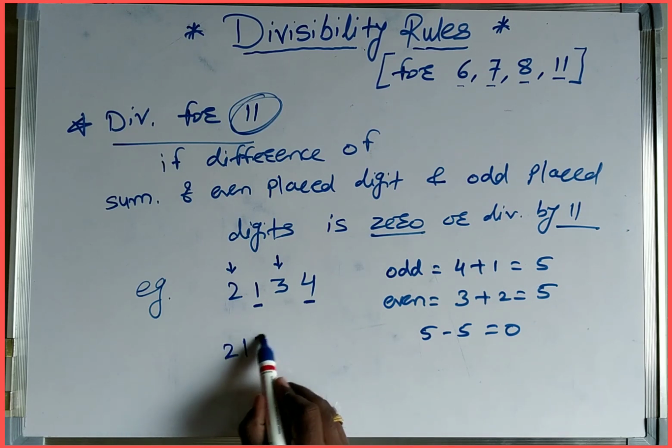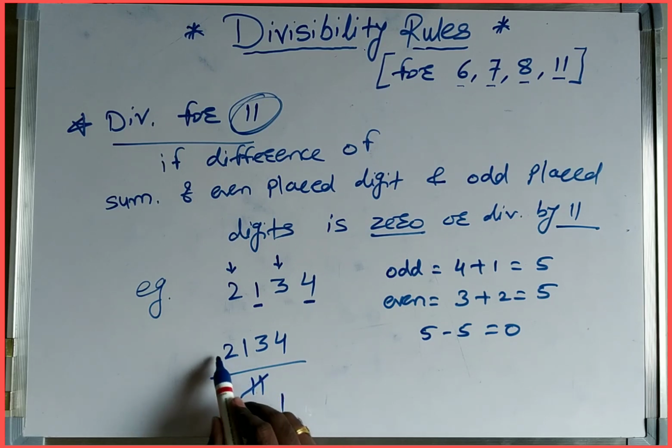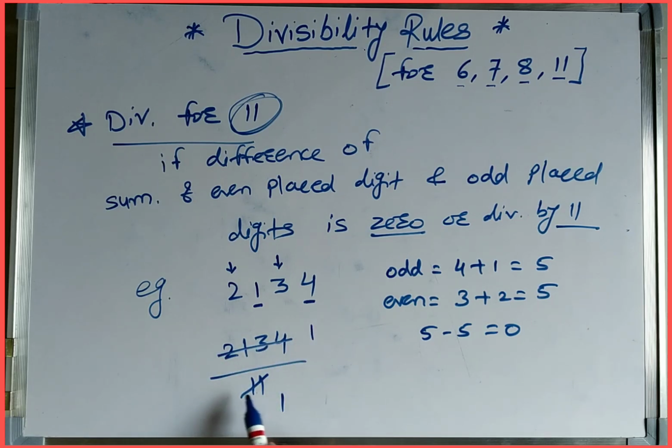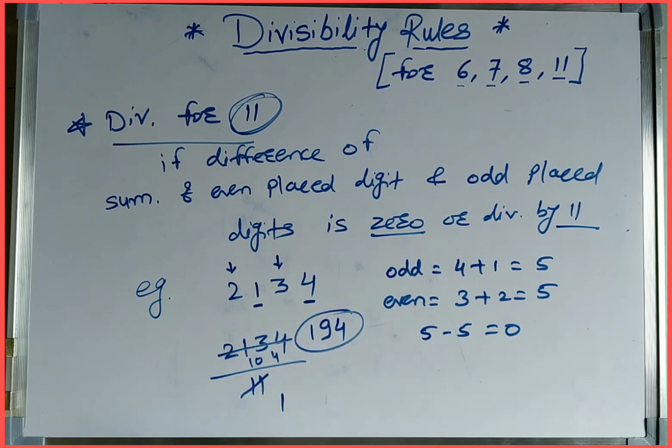So 2134 divided by 11. 11 1s are 11, remaining is 10; bring down 3, that is 103. 11 9s are 99, remaining is 4, and bring down 4, that is 44, and 11 4s are 44. So 194 is the answer without any remainder.